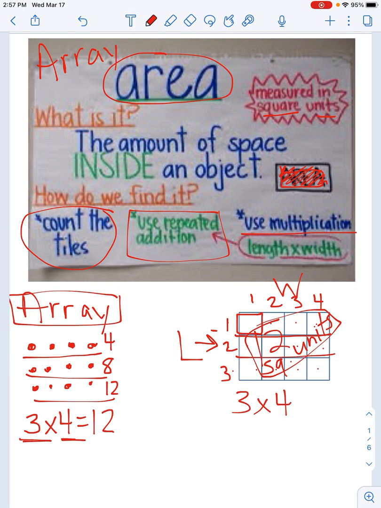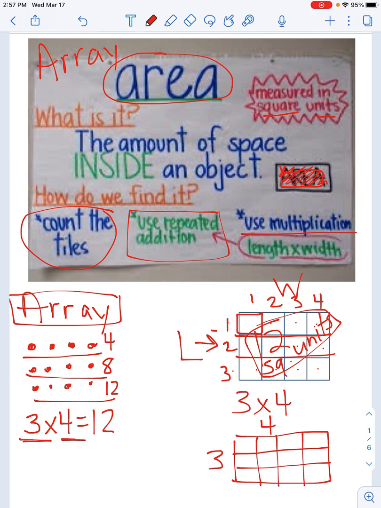Today we're going to be talking about finding the area of a shape when there's not a grid. That's not too hard because it will just look like this. If you see this, you know that there are 3 rows really, and there are 4 in each row. You could either draw them in, or you could see that you had 3 as your length and 4 as your width, and so you know that area equals length times width. So 3 times 4 equals 12. That's what we're doing today.